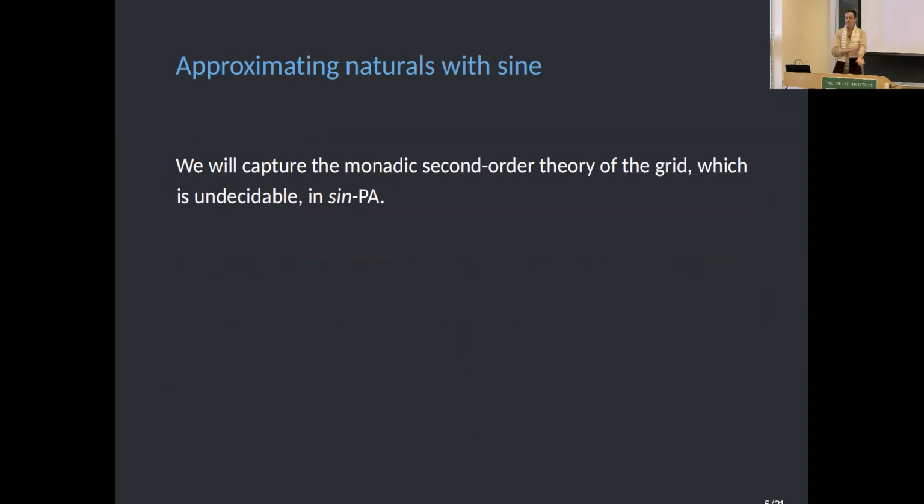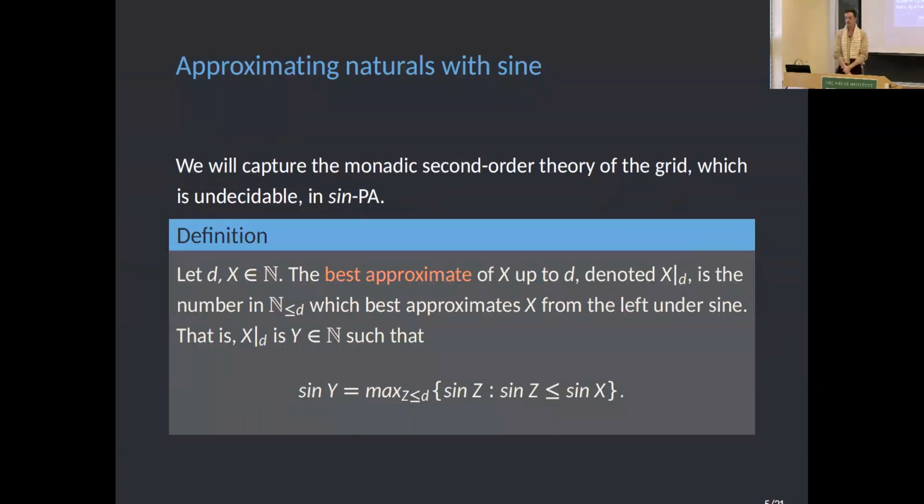Cool. So yeah, the way we go about this, essentially we're going to capture the monadic second order theory of the grid, which is undecidable, in sine PA, and that will essentially give us the result. The method for this follows that of Hieronymi, Nguyen, and Pak in their work on alpha Presburger, which was the extension of Presburger arithmetic by multiplication by a fixed irrational number alpha. In that they had this Ostrowski enumeration system that they worked with. With the sine function instead of this limited multiplication, we have to do something different in terms of the technology, but in spirit it's sort of doing the same thing.